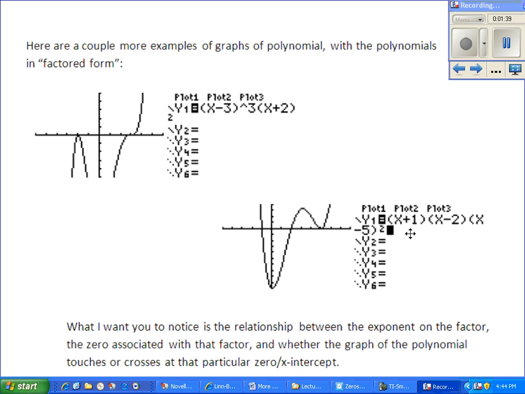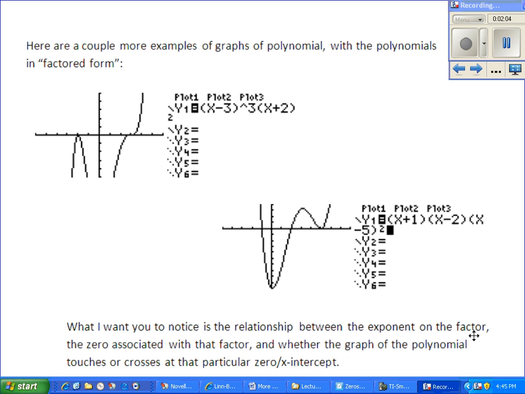And at this one, (x plus 1), (x subtract 2), (x subtract 5) squared. For x plus 1, that gives us a zero, x equals -1, and it passes through. At x subtract 2, that gives us a zero, x equals 2, and it passes through. Where at (x subtract 5) to the second power, that's one of the x-intercepts that bounces off the x-axis.